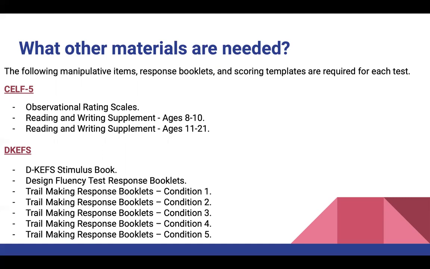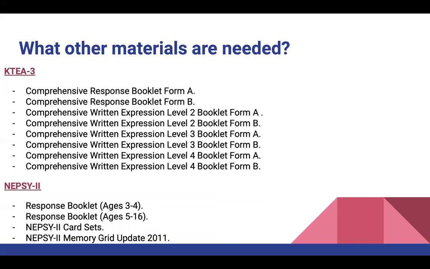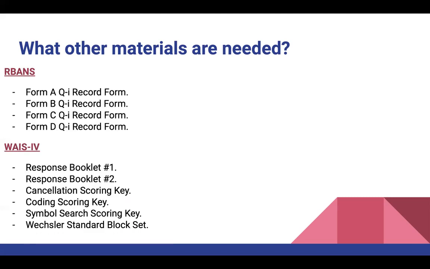For the D-KEFS, you would need the stimulus book, the response booklets, as well as the trail making test response booklets, conditions 1 through 5. For the KTEA3, you would need comprehensive response booklets, as well as the comprehensive written expression booklets. As for the NEPSY, you would need the response booklets, the card sets, and the memory grid. For the RBANS, you would need all the record forms. For the WAIS, you would need the response booklets, as well as the cancellation, coding, symbol search scoring key and the standard block set.